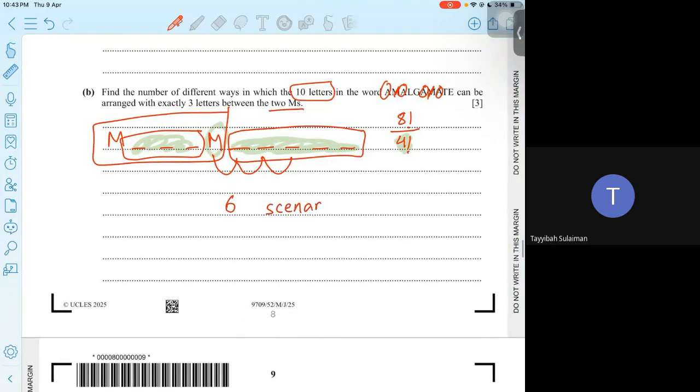Do you see it? Yeah. So this into 6 is what I think. Okay? So 6 scenarios, because this is the exact same scenario being repeated 6 times as I shift my M 5 times. And then I have the remaining 8 letters, these 3 here and these 5 here. And that makes it 8 factorial divided by 4 factorial.